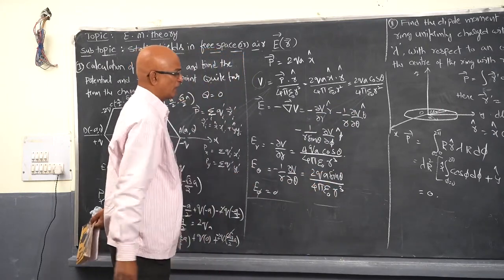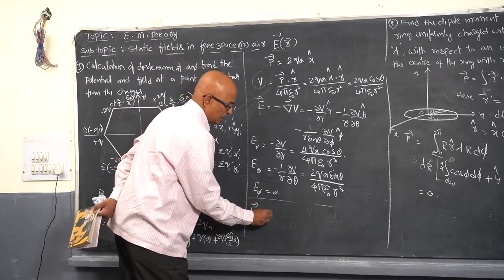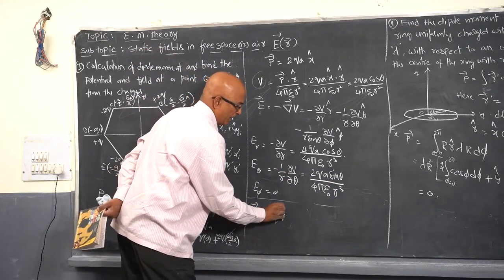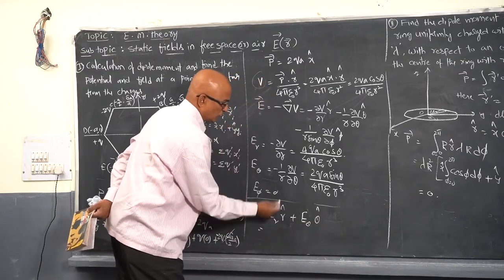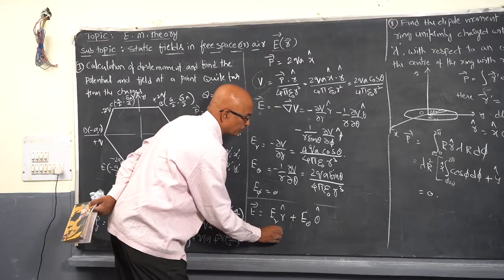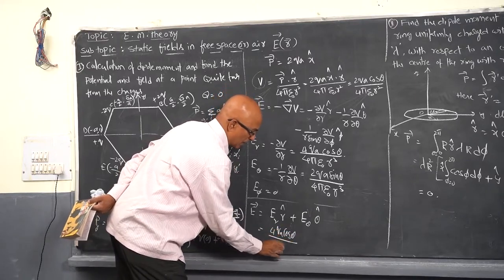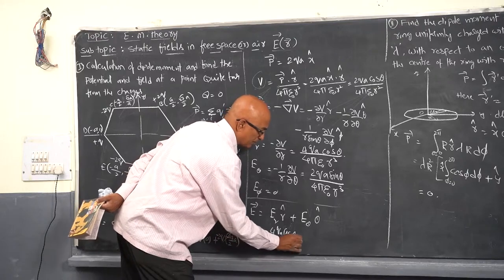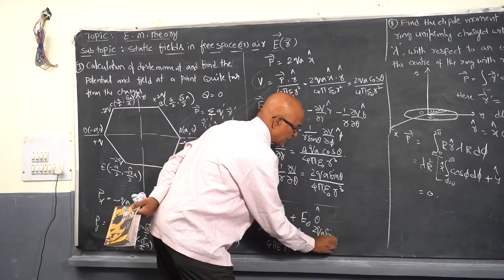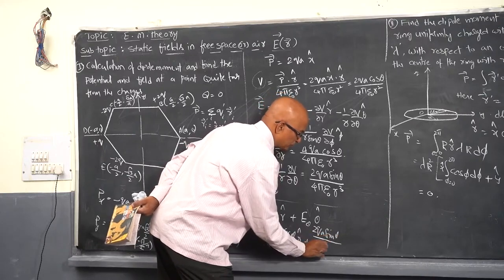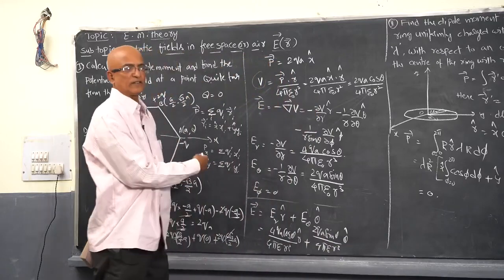So we have written the electric field also, and the electric field finally is E is equal to E r into r cap plus E theta into theta cap. Okay, so this is 4 qa cos theta by 4 pi epsilon naught r cube into r cap plus 2 qa sin theta by 4 pi epsilon naught r cube into theta cap. Okay, this is the electric field of this charge distribution.